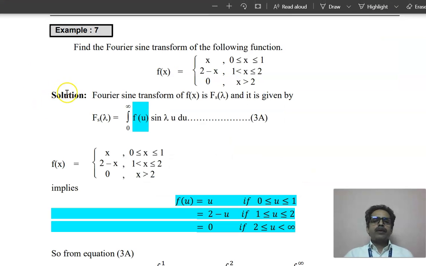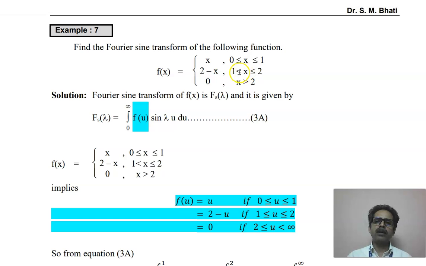Let's take one example where we have to find the Fourier sine transform of the function. You can see that this function f(x) has three values. First value is x, second value is 2 minus x, and third value is 0. The function has value x when x is between 0 and 1. The function has value 2 minus x if x is in the interval 1 less than x less than or equal to 2, and it has value 0 when x is greater than 2.